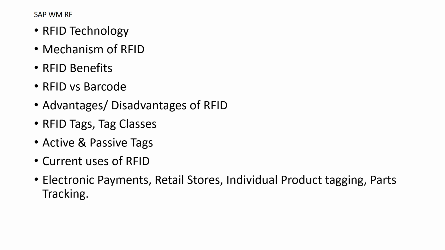The points I discussed are about the RFID technology and mechanism, the RFID benefits, the RFID differences with the barcode, advantages and disadvantages of RFID, RFID tags and tag classes, active and passive tags, and current uses of RFID. We have four tag classes based on capacity of use in RFID. And recent uses of RFID are electronic payment, retail stores, individual product tagging, parts tracking, and pedigree, that is called e-pedigree. All this can be achieved with RFID technology.